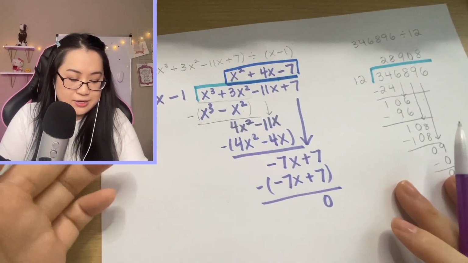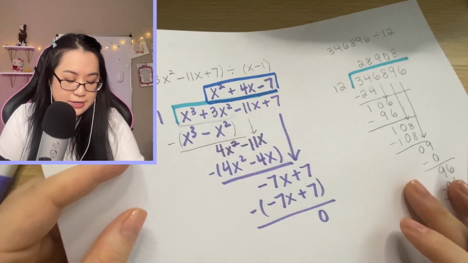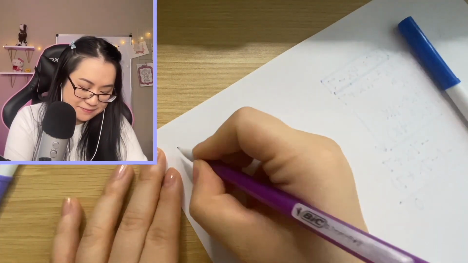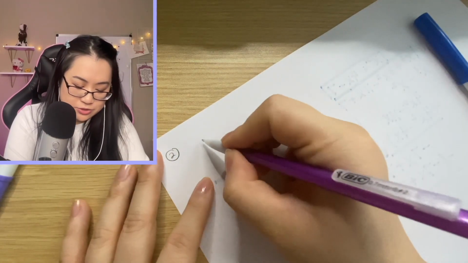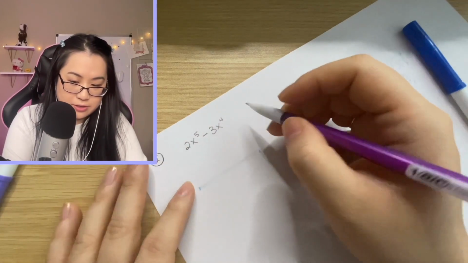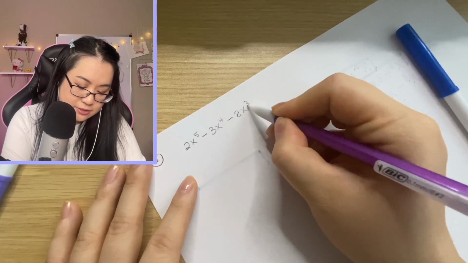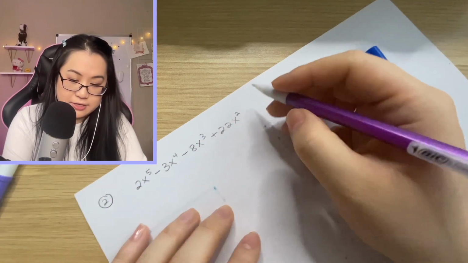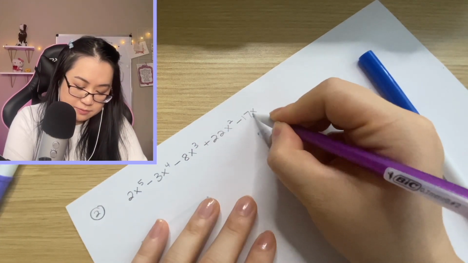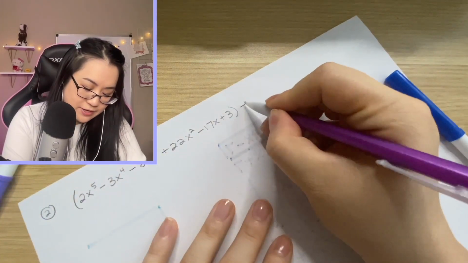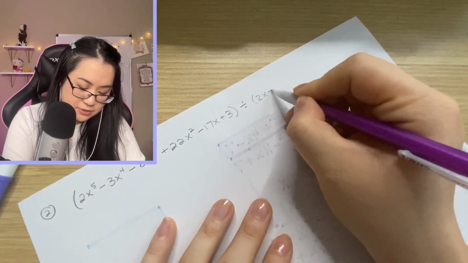That's the only key thing to remember here, and it's just all about having fun from there. So let's try another one. Let's do 2x to the 5th minus 3x to the 4th minus 8x cubed plus 22x squared minus 17x plus 3. So this huge polynomial divided by 2x minus 3.